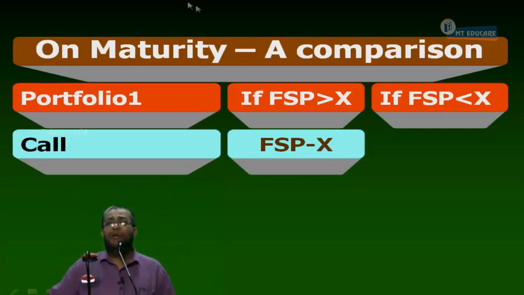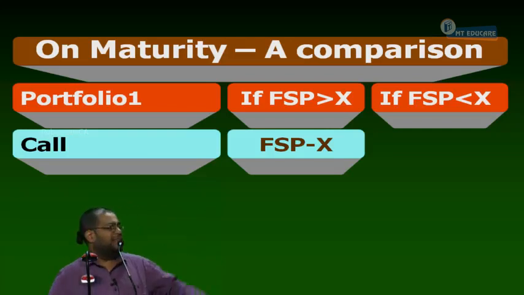Right or not? Now, suppose FSP is less than the strike price. When I exercise or lapse? Lapse. When the call lapses, what is the worth of the call? Nil. The call is worth nothing. The call has become worthless.